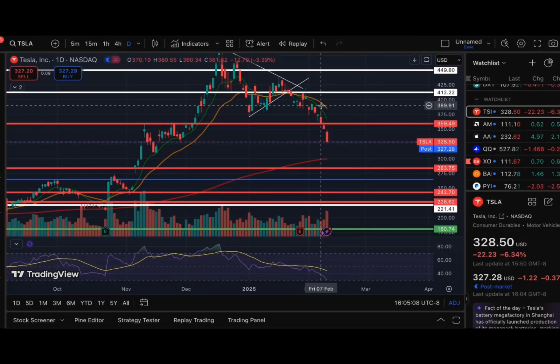It's below the moving averages. The price is below the moving averages. The moving averages are pointing downwards. This is bearish. This looks bad. Tesla right now looks like it could get killed.